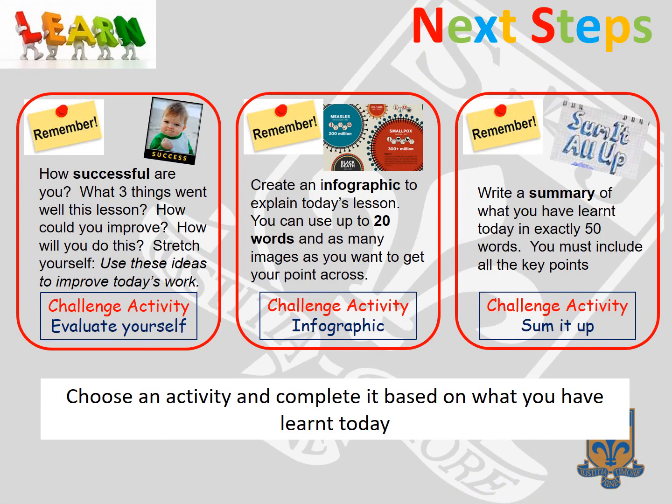Your final task today is one of these three, and you can choose which one you want to do. Tell me how successful you were. Tell me what 3 things you've learned or what went well in this lesson. Is there anything else that you could have done to improve your work for today? Or you could choose to create an infographic, so a mind map or pictures or cartoons to explain what we did during today's lesson. Try to use images rather than words to help you get your point across. This makes it easier for your brain to remember too. Or you could write a summary of what you've learned.